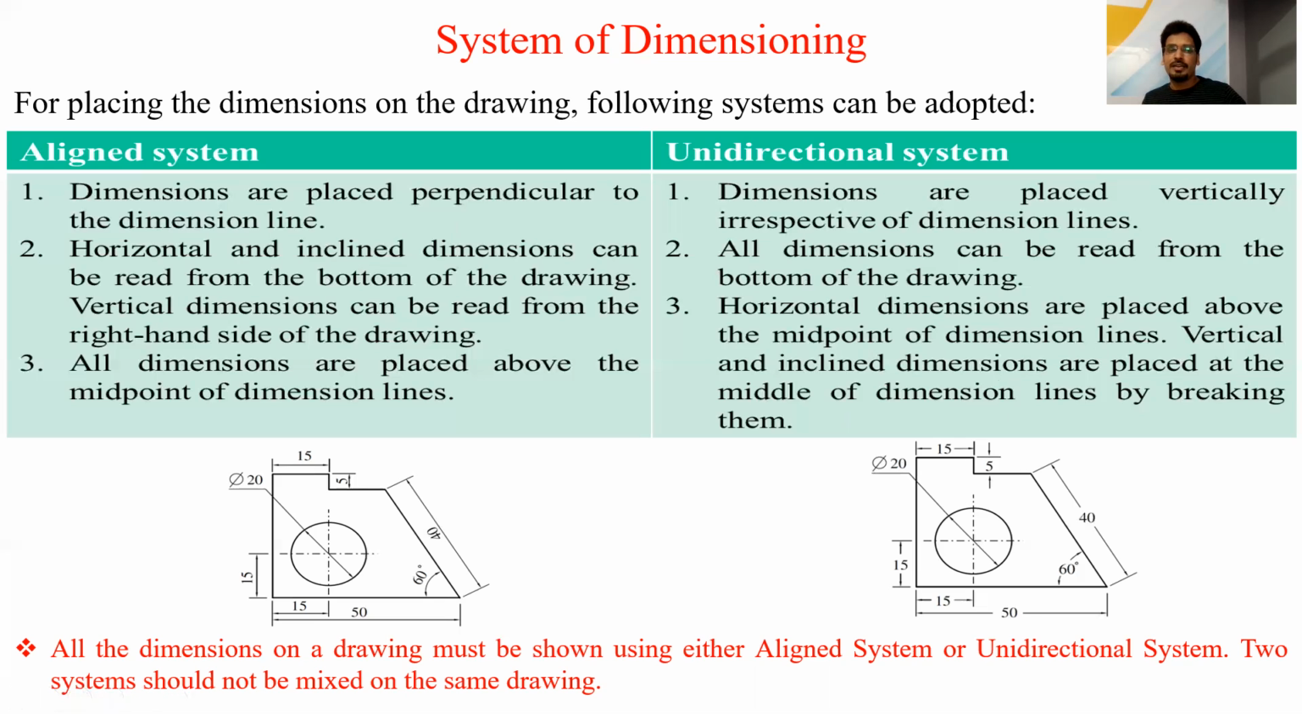One of the important things is that all the dimensions on a drawing must be shown using either the aligned system or the unidirectional system. Two systems should not be mixed on the same drawing. If you are adopting aligned system, you have to adopt aligned system throughout the object dimensioning, or you have to adopt unidirectional system, but not aligned system and unidirectional together for the same drawing.